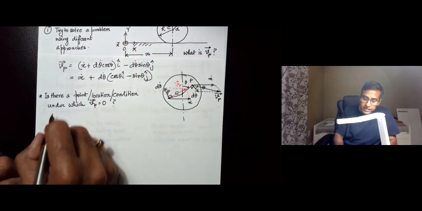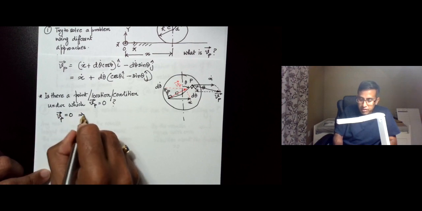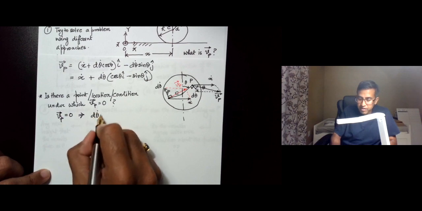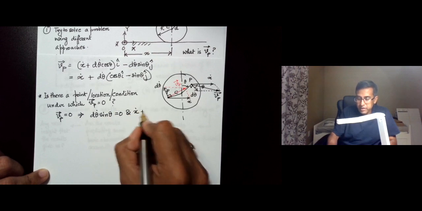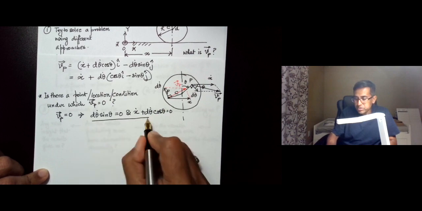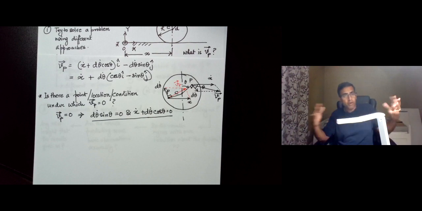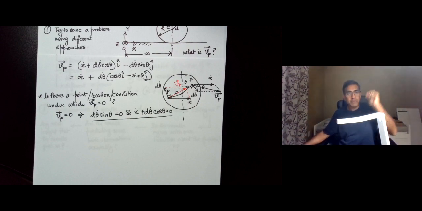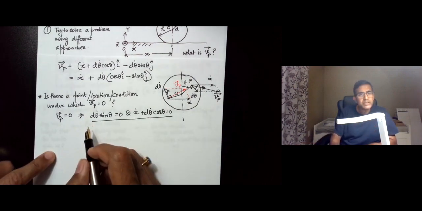So to understand that, Vp equals 0, what does that imply? It implies d theta dot sine theta must be equal to 0 and x dot plus d theta dot cosine theta must be equal to 0. So both these two must be true, because we are saying that a vector is equal to 0. That means all of its components individually must be equal to 0. So now let us take a look at under what conditions this velocity of P would be equal to 0.